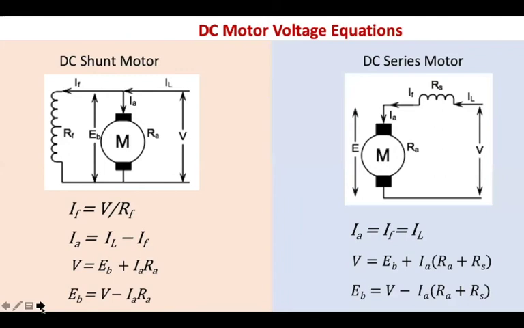Then for the series motor, the field is connected in series to the armature. Therefore, the load current is equal to the field current, which is equal to the armature current, and the applied voltage has to supply the back EMF as well as the voltage drop in the armature and the field. Therefore, V = Eb + Ia(Ra + Rs), where Ra is the armature resistance and Rs is the series resistance, and therefore back EMF Eb = V - Ia(Ra + Rs).